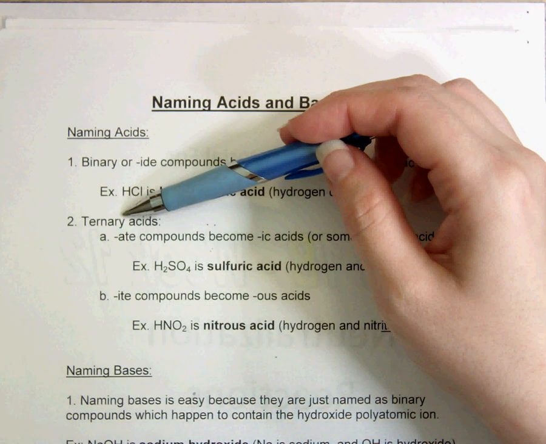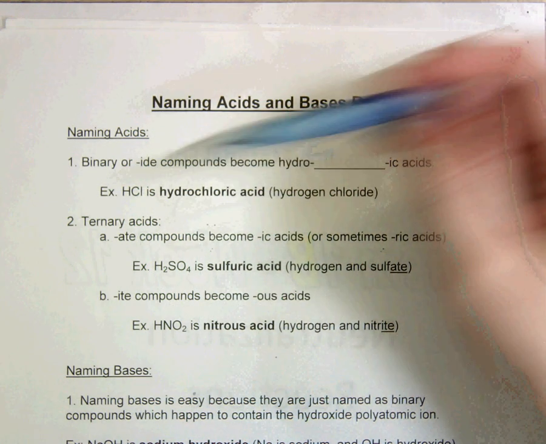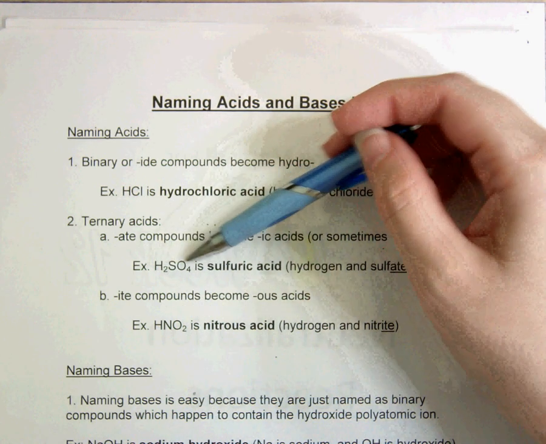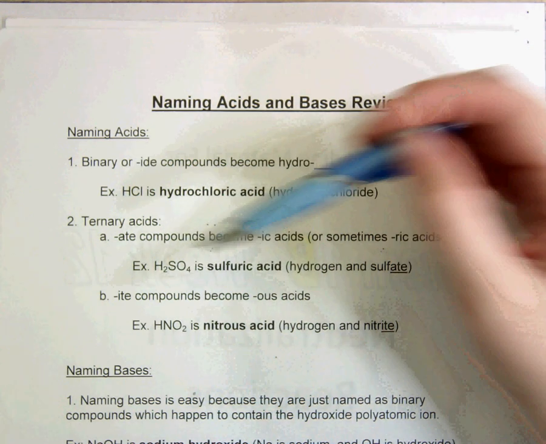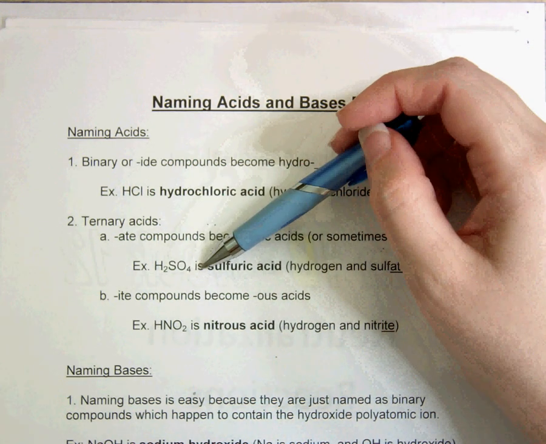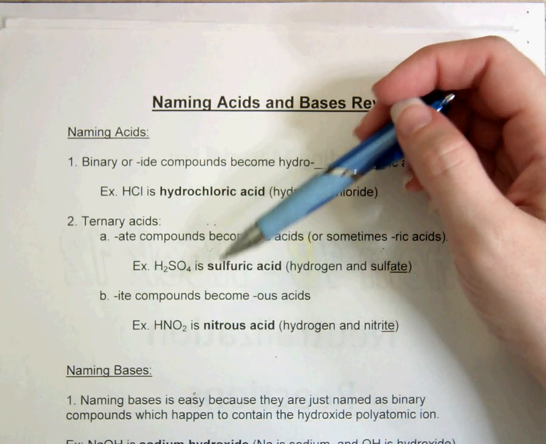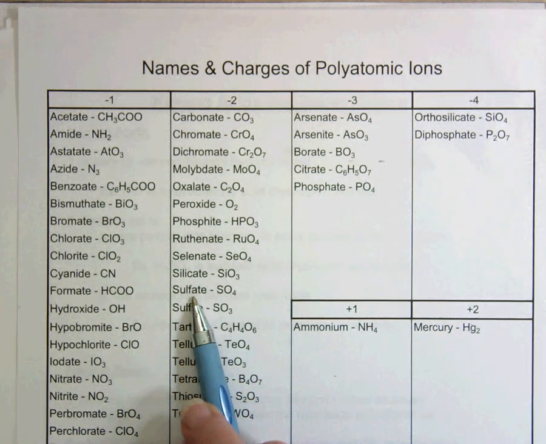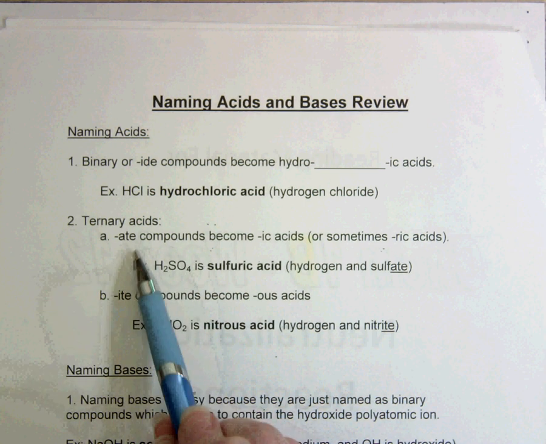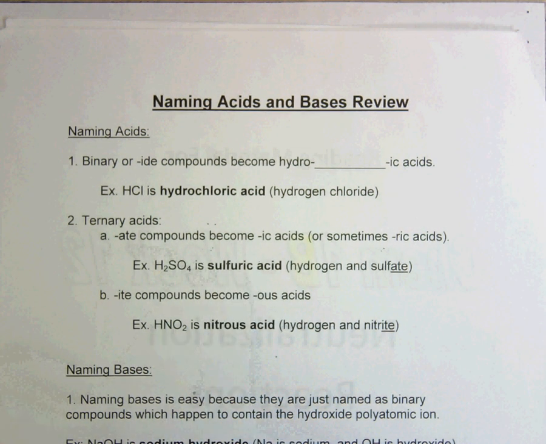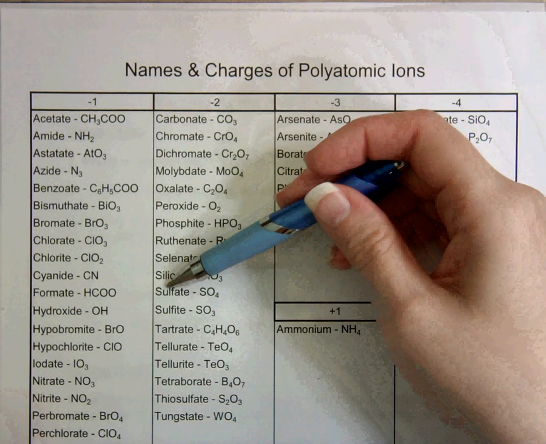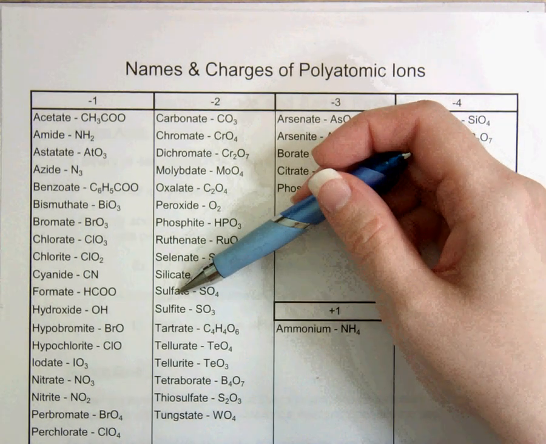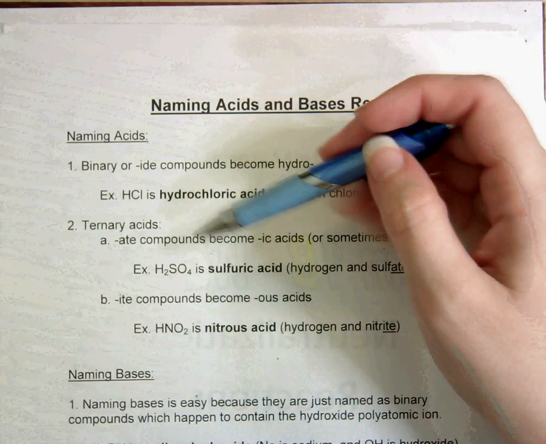If we have a ternary acid, that means that it has more than two elements. So in this example, we have H2SO4, so that's 1, 2, 3 elements, H, S, and O. And we look up the negative ion on our polyatomic ion chart. And here's SO4, which is sulfate. And if it ends in ate, then it becomes ic. Now I know that in this case it's sulfate, and we'd think it would be sulfic acid, but we do add in the ur from sulfur to make sulfuric acid.